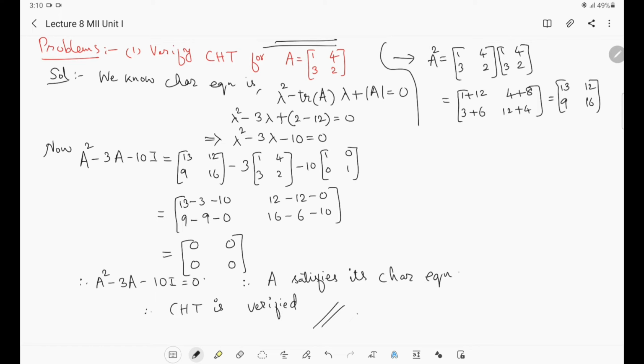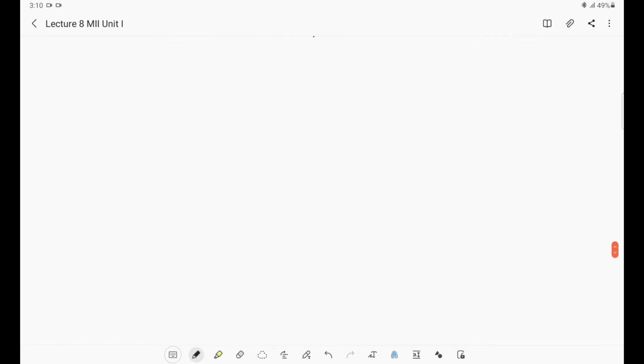Now next one more problem we will see, where we have to use the Cayley-Hamilton theorem. See, in Cayley-Hamilton theorem, 3 types of problems will be there. First one is verification of Cayley-Hamilton theorem. Second one is one matrix will be given and you will be asked to find the matrix represented by some expression. That is the second type of problems. Third type of problems are, we have to find the inverse by using Cayley-Hamilton theorem, right? So second problem we are going to see now.